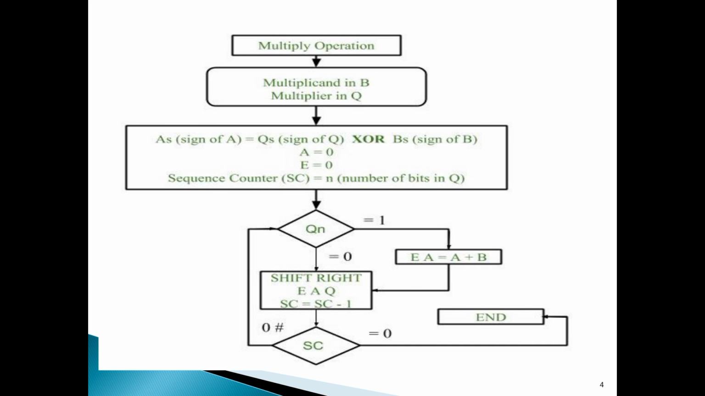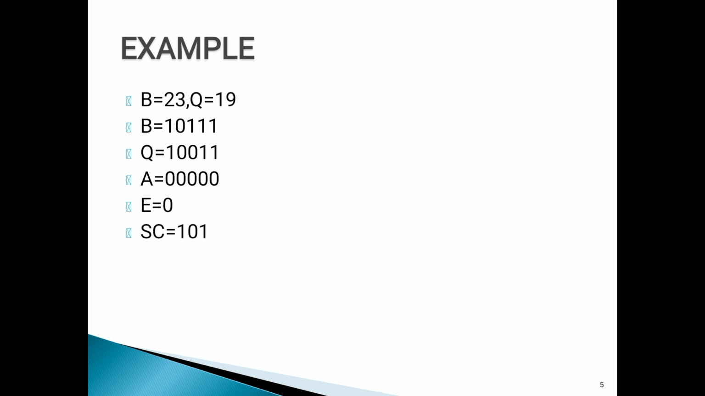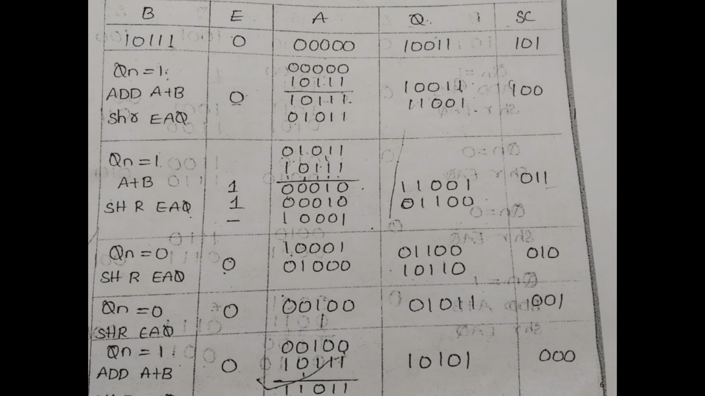What is the next Qn value? That is 1. If Qn is equal to 1, then add A and B, and perform this. The next class will discuss the entire example. Thank you all.